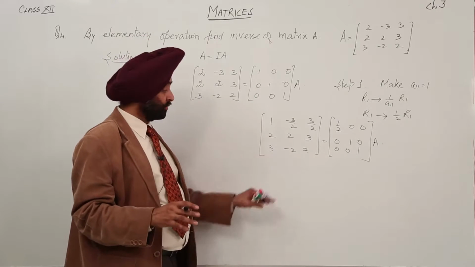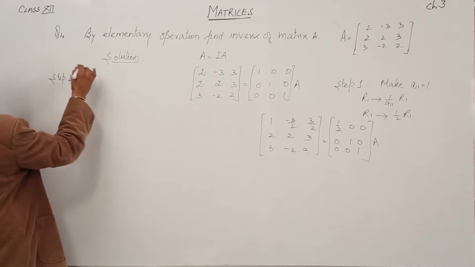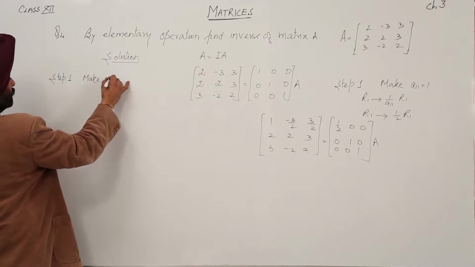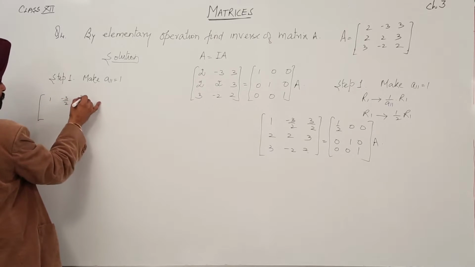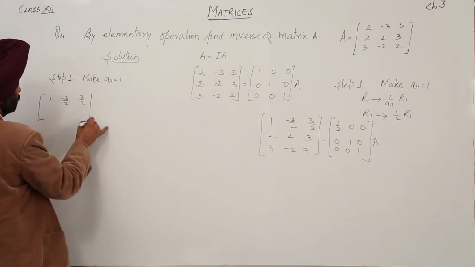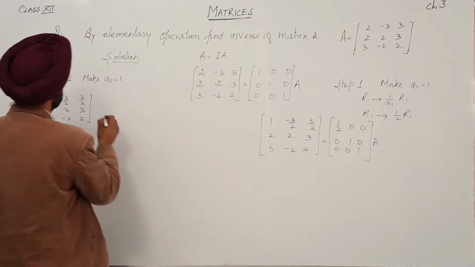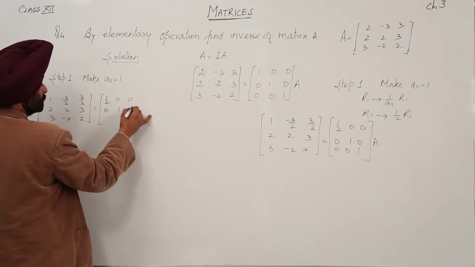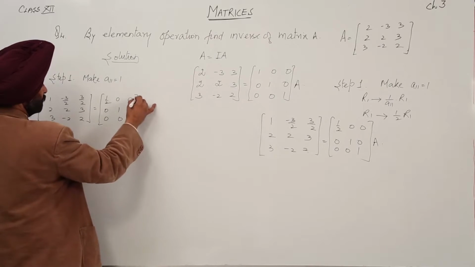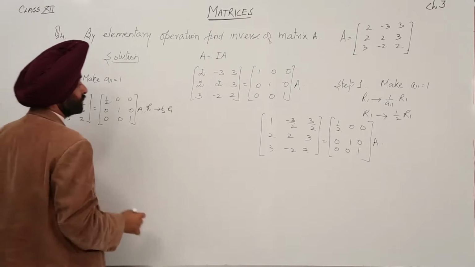Now for step 2 we have to use this part. Okay, so I am writing here step 1, make A11 equal to 1, and the result is 1 minus 3 by 2, 3 by 2, then we are having 2 2 3 and 3 minus 2 2, whatever is in the question, and this side it becomes 1 by 2 0 0, 0 1 0 and 0 0 1 with A. R1 we have applied as half R1. Okay, so this was step 1.